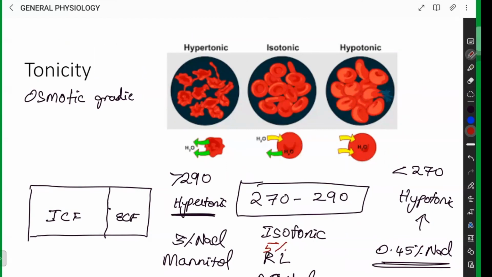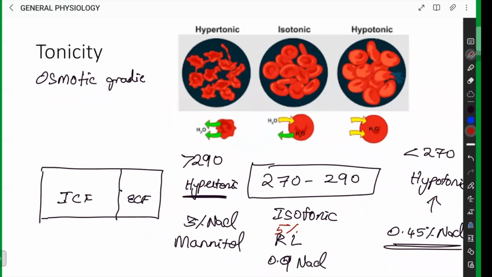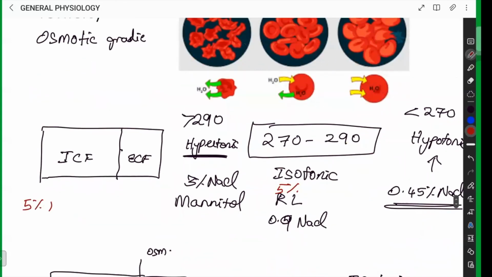When you add 5% dextrose with NaCl and put it together, it is going to cause hypertonic. Only 5% dextrose is going to be isotonic, whereas when you mix 5% dextrose and 0.9% NaCl, this is going to become hypertonic.